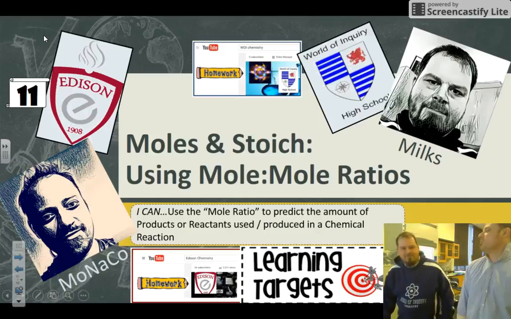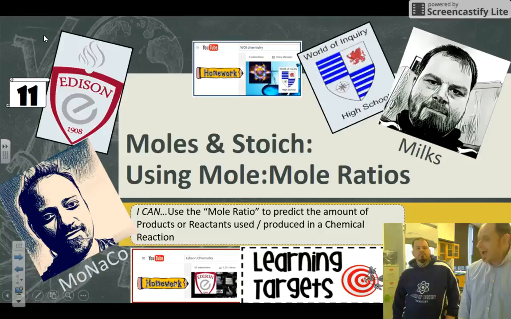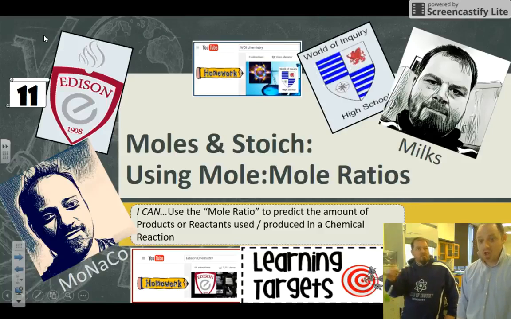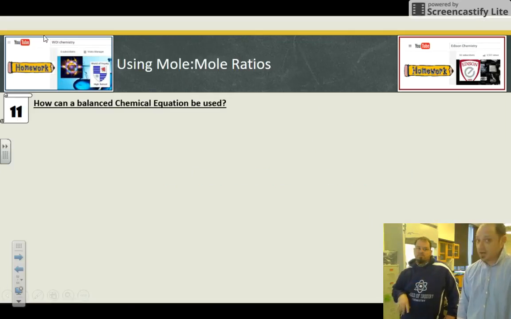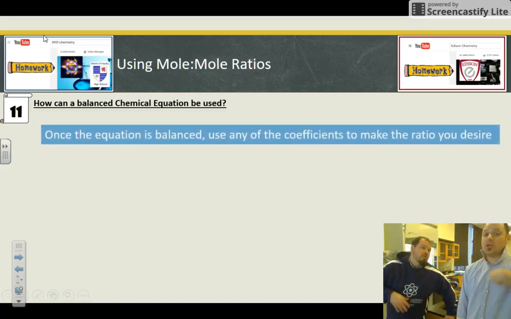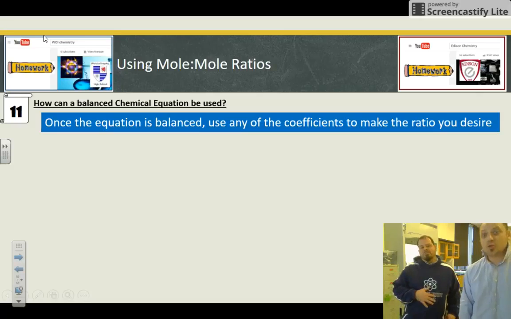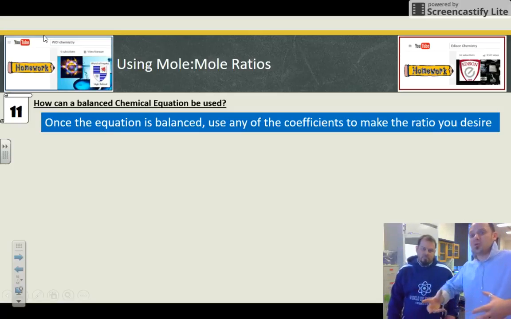We're going to use some mole-to-mole ratios to predict the outcomes of a chemical reaction. Mole-to-mole ratios are one of the steps we really need to get right. They look like fractions, so you're going to freak out, but don't. We need to balance our chemical equation first, and then use the balanced equation to figure out how much material you need to create or how much material you are using.